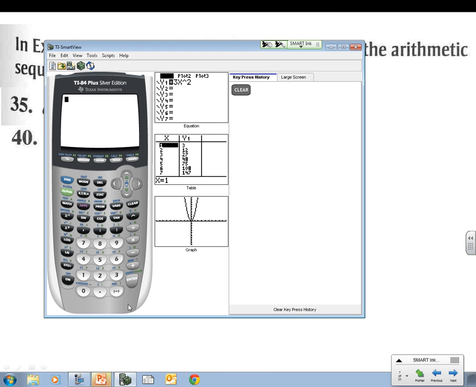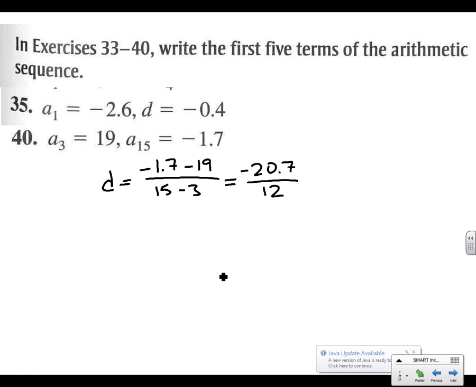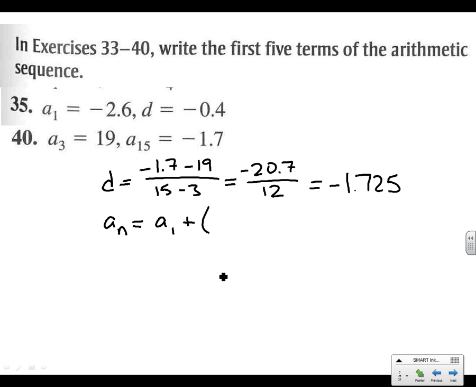-20.7 over 12. -1.725. So that's our D, and now we can figure out our A sub 1 by using our AN formula. So here's our original formula. All right, so we can plug either of these things in. I'm going to plug in this one just because I don't want to deal with the decimal, the 1.7.